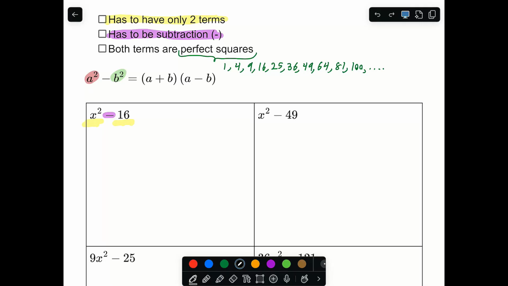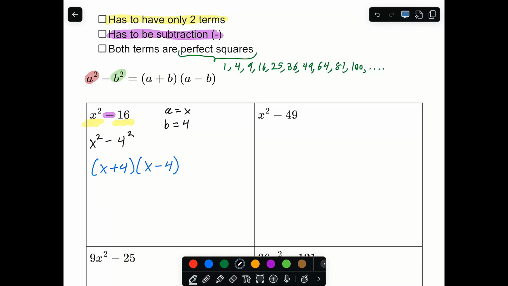One way you could write this is to think of it as x squared minus 4 squared. And that gets you what your a and your b are. So a would be our x, and b would be 4. And then we just plug it into that a plus b, a minus b. So this would really become (x plus 4)(x minus 4). And that's all there is to it.